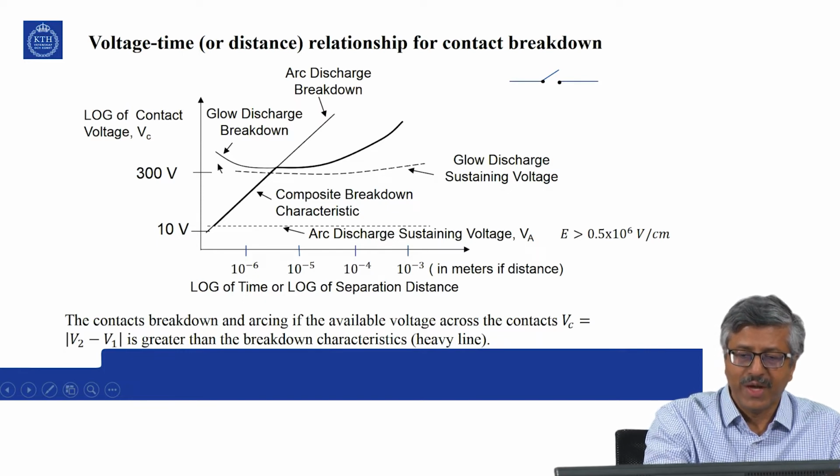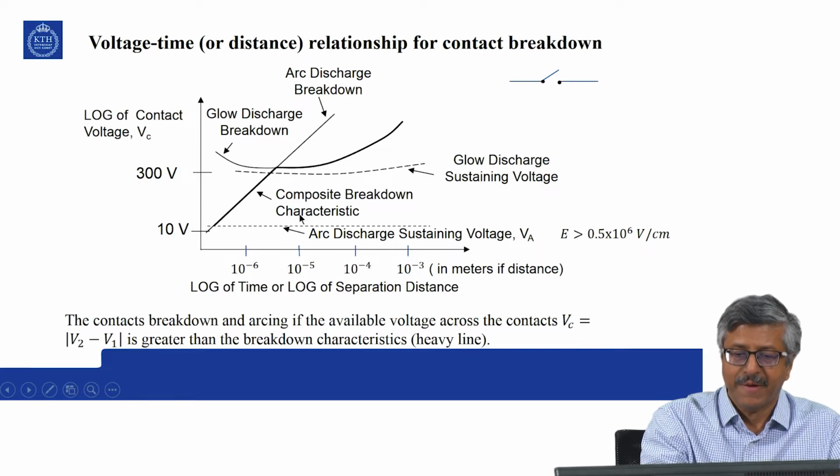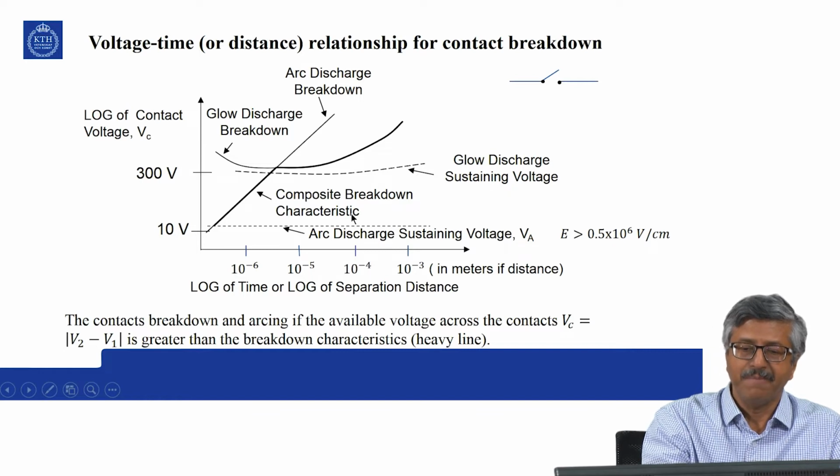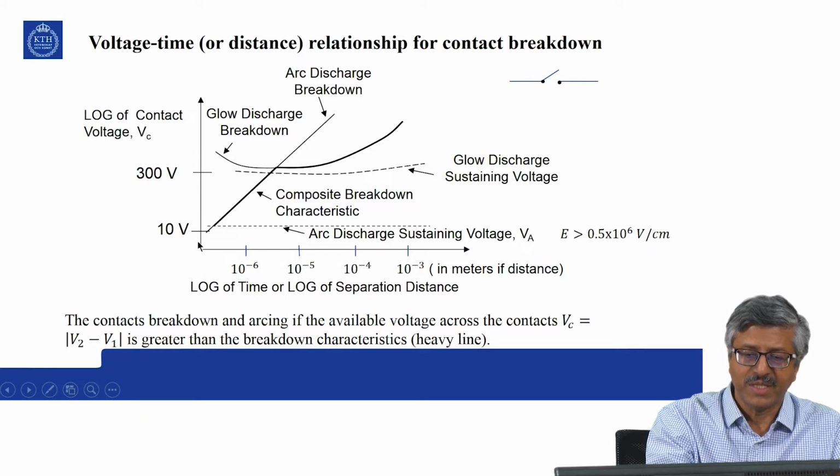So above this value you have a sustained glow discharge, and above this value, once an arc is formed, you have a sustained arc discharge voltage. So ideally you want to operate the switch below this curve. This is a composite breakdown curve.